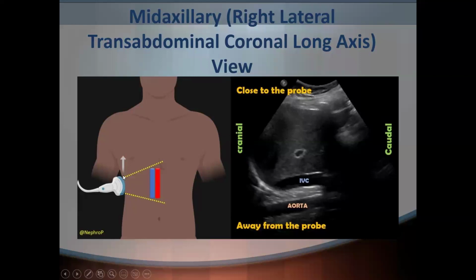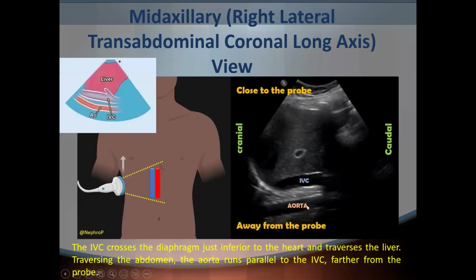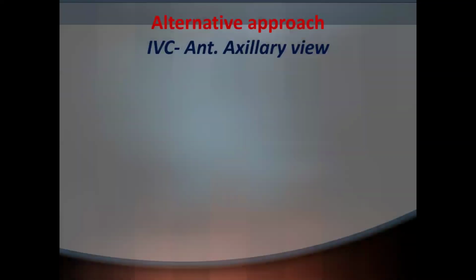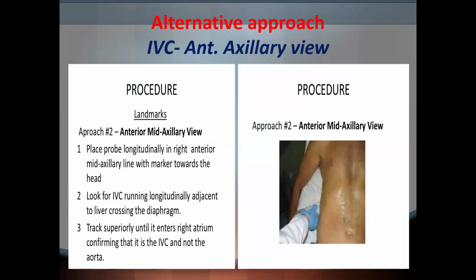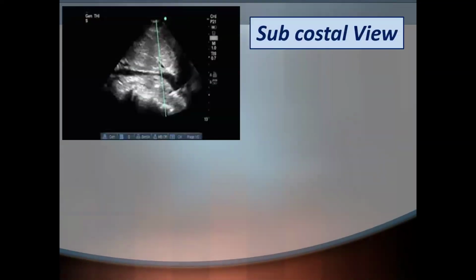So we place it on the right mid-axillary line with the pointer to the head. Here you can see the IVC passing through the liver, under the diaphragm, going to the right atrium, and also running parallel to the aorta. We use this view, as we said before, when the patient has a contraindication for the subcostal view.